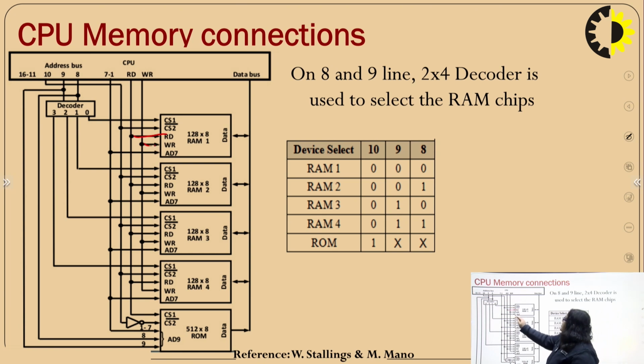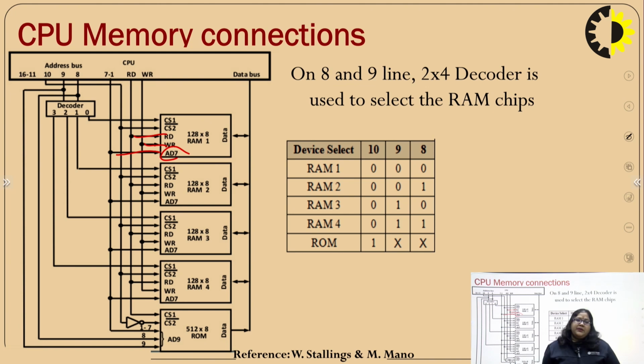We connect read and write like this. This is read, this is write, and likewise for RAM 2, RAM 3, RAM 4, and addresses 1 to 7 are common to all. So we just connect address 7 with the 1 to 7. This is the single address line we use, because these are common to all the chips.